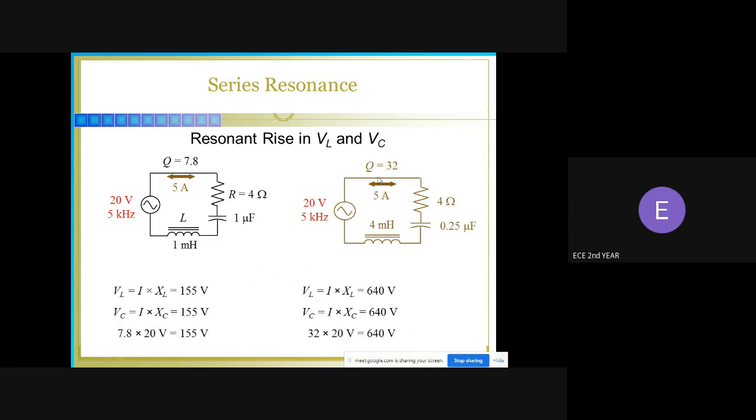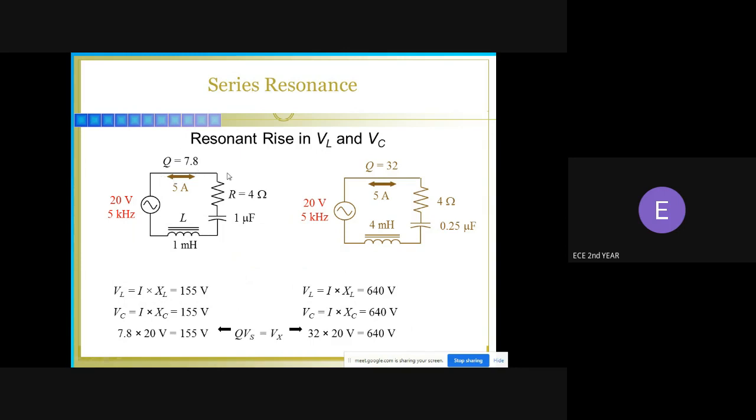If the resonance is increasing, here Q equals 7.8. The current is 5 amps, R equals 4 ohm, with 1 microfarad and 1 millihenry. What will happen for a different Q? VL equals I times XL, VC equals I times XC, both 155 volts with the 1 microfarad capacitor and 1 millihenry inductor.